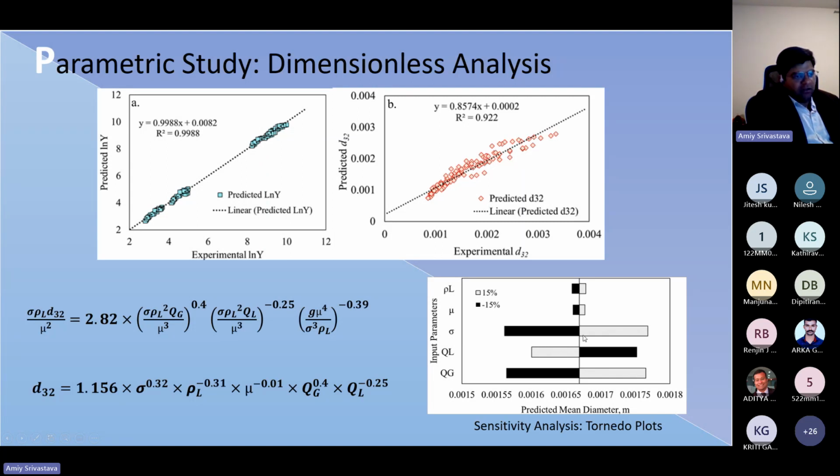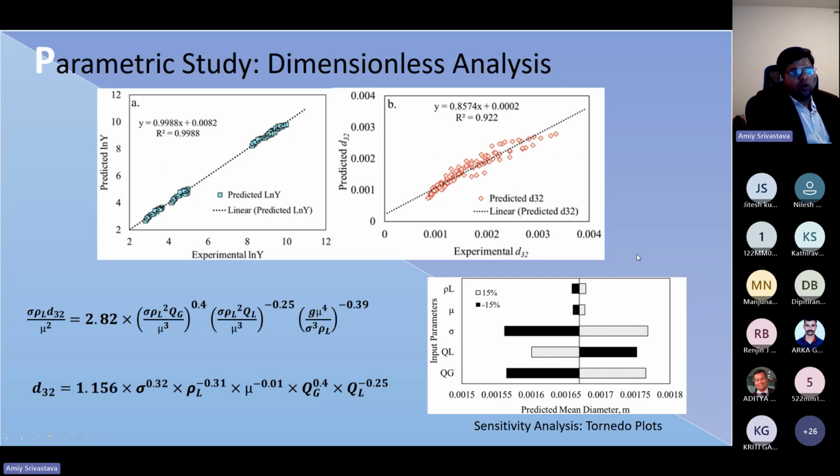If the surface tension is increasing by 15%, what happens here? The bubble diameter is also increasing, from 1.65 mm to 1.76777 mm. That's why these sensitivity plots are very important. For rho L and for viscosity, not much impact was there. So we can identify that viscosity and density of the liquid do not have that much impact on the bubble size. The major impact is from the surface tension, gas flow rate, and liquid flow rate.